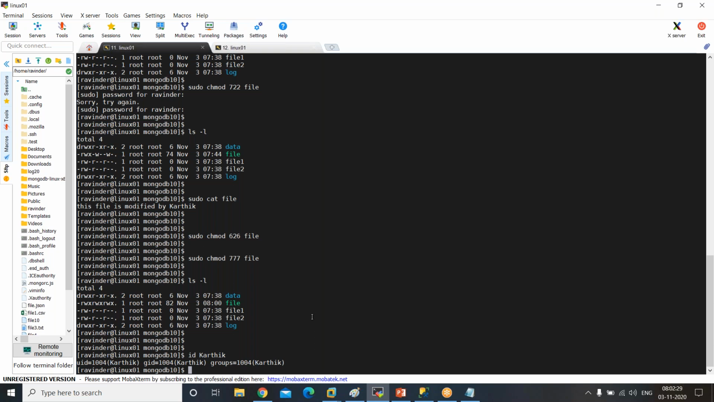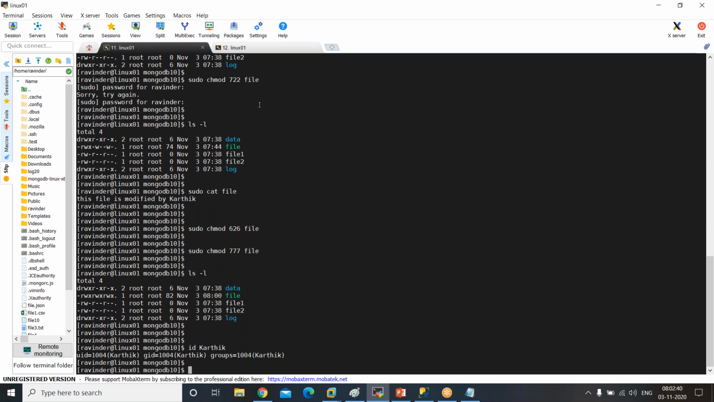If you don't mention the group name when you are creating a user, the username becomes the group name. How to mention a group name when you are creating is a tomorrow topic. Groups and users assignment comes in tomorrow's class. But today we are talking about the permissions. So now I wanted to give the ownership of this file to Karthik. How will I do it?